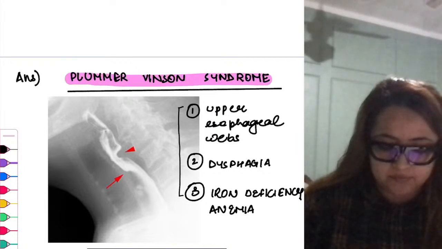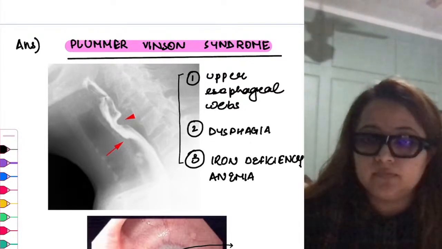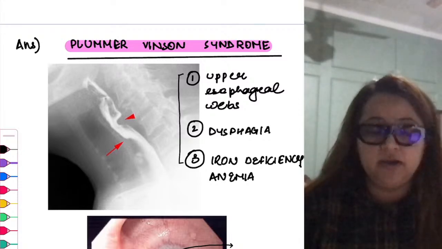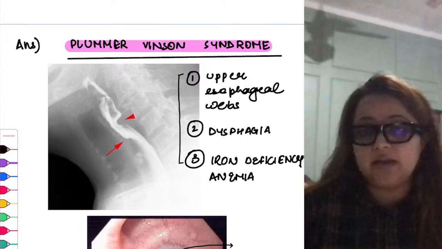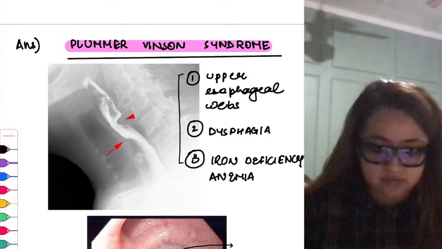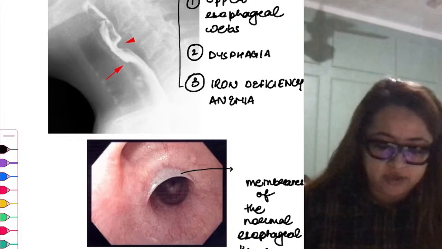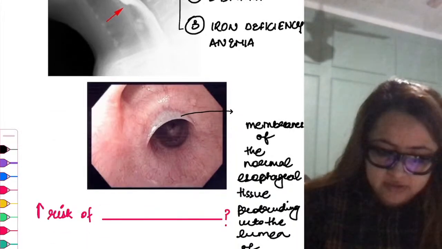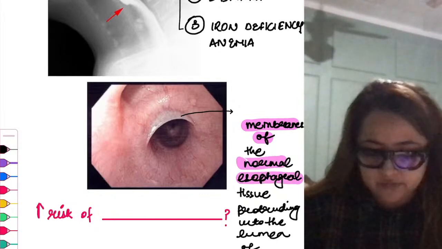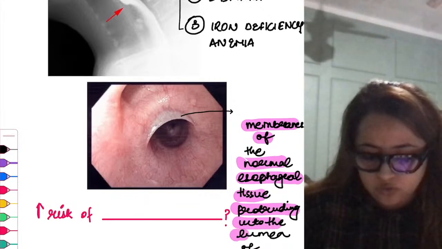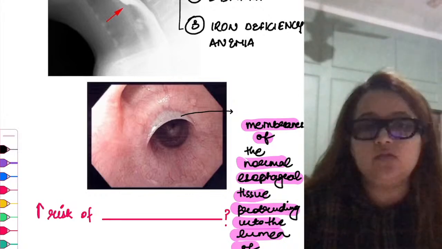And this is very, very important. In this picture, you are seeing the esophageal webs. Ultimately these esophageal webs narrow down the lumen of the esophagus, and since they narrow the lumen, the patient has difficulty in swallowing, that is dysphagia. So what are these esophageal webs? Basically these are membranes of the normal esophageal tissue that are protruding into the lumen of the esophagus.